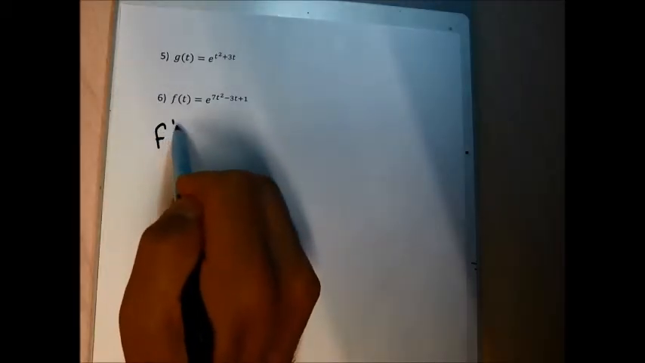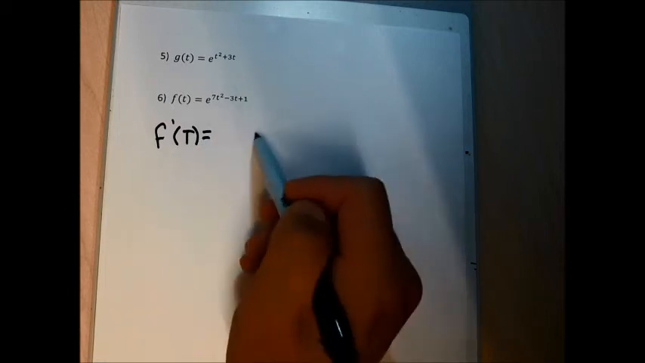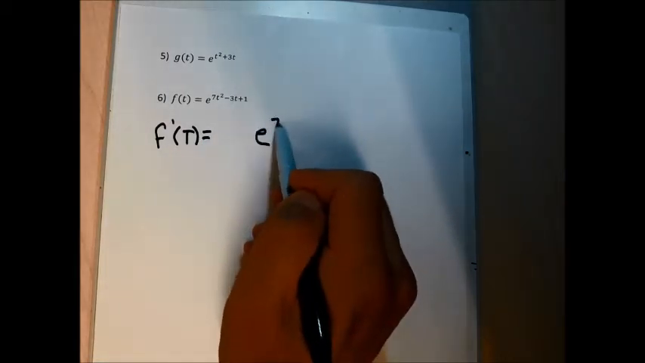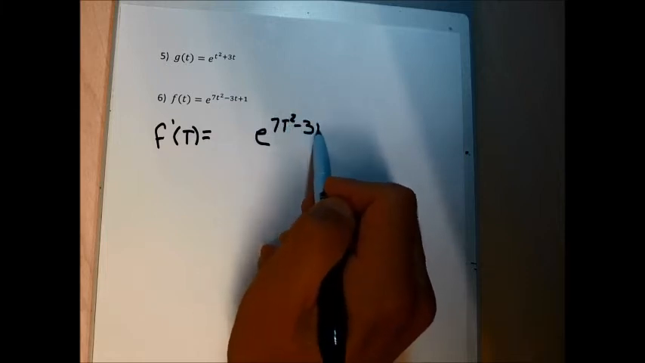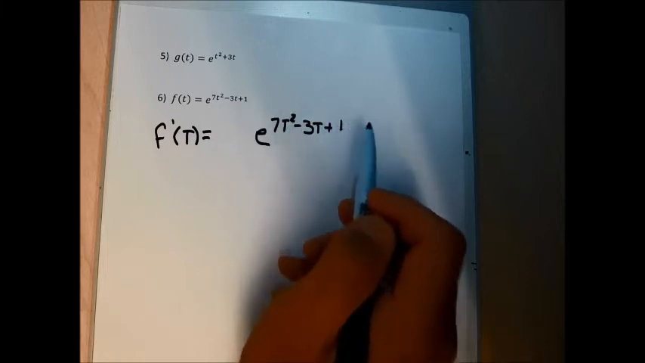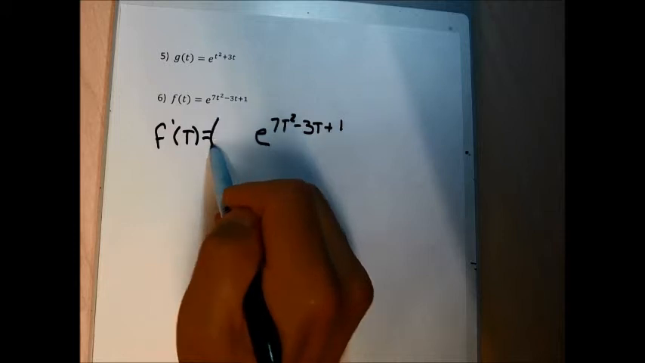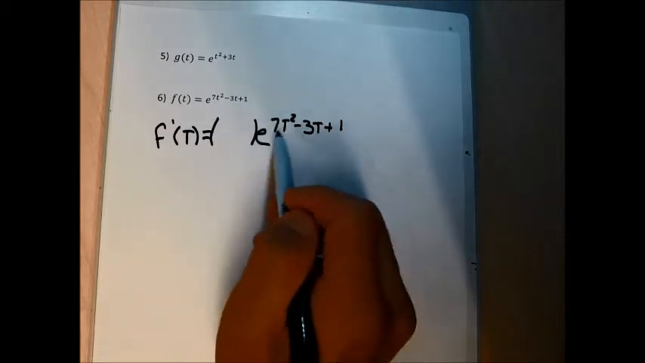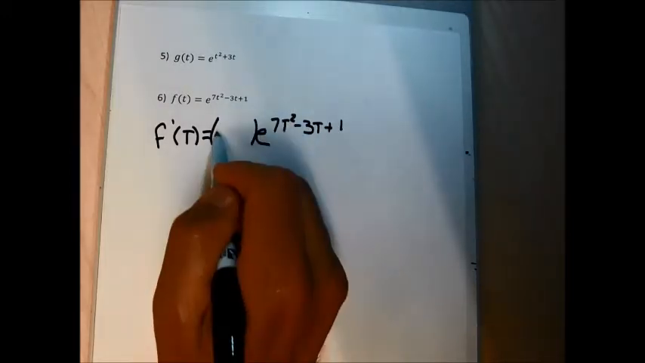For question 6, I'm going to write f prime of t, an equal sign. I'm going to leave myself a little room, and I'm going to write the original function, e to the 7t squared minus 3t plus 1. And now, because the derivative is more than one term, I'm going to write parentheses. And inside the parentheses, I'm going to write the derivative of the exponent. The derivative of 7t squared is 14t.